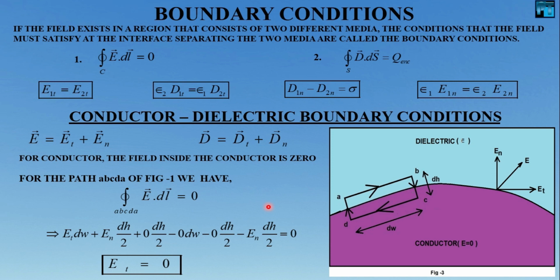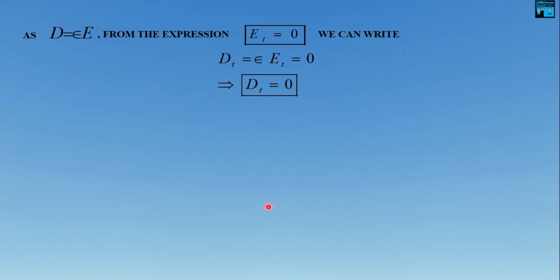Now let's proceed to our next condition. As we know that D equals epsilon E, from this equation we can put this one into this one, that is Dt equals epsilon Et equals 0. Since epsilon is not equal to 0, obviously Dt will be 0 because Et equals 0. So 0 into a non-zero quantity is always 0. So we have already gained our two boundary conditions, that both the transverse components are 0 at the boundary.